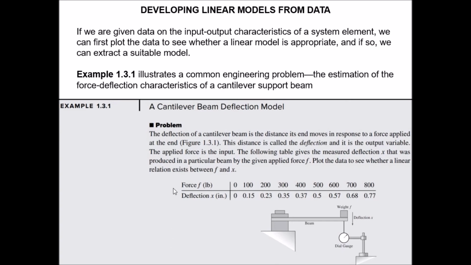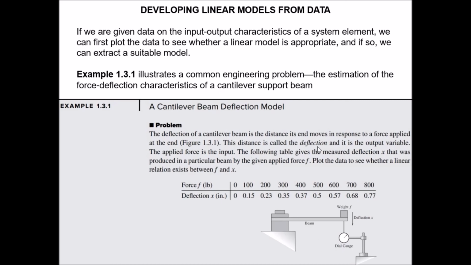The first thing we want to do is just read through the entire problem statement, make sure we understand what they're giving us and what they're asking us to solve for. So read through this here. We have a cantilever beam deflection model. So in this problem here, the deflection of a cantilever beam is the distance its end moves in response to a force applied to the end as shown down here in this figure.